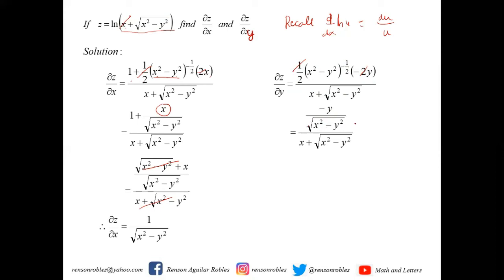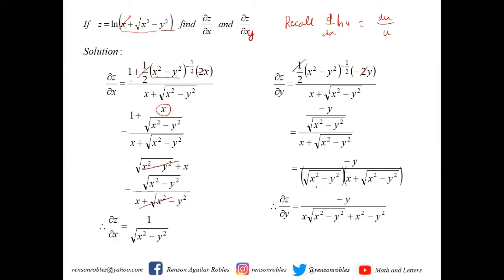And resolving this complex fraction, and then we shall have negative y. You bring this on the denominator, so that's the square root of x squared minus y squared times the quantity x plus the square root of x squared minus y squared. And finally, you can introduce this inside the parentheses, and you have this expression. So the partial derivative of z with respect to y is equal to negative y all over x times the square root of x squared minus y squared plus x squared minus y squared.